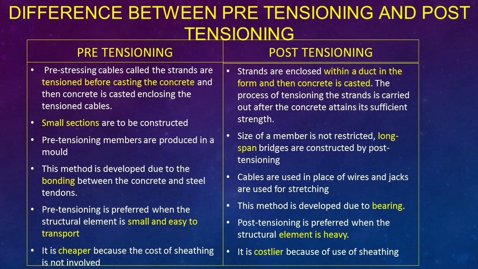Pre-tensioning is preferred when the structural element is small and easy to handle and transport, whereas post-tensioning is preferred when the structural element is heavy. For example, long span bridges. Pre-tensioning is cheaper, whereas post-tensioning is not that cheap. It is slightly costlier compared to pre-tensioning. So these are the main differences between pre-tensioning and post-tensioning.